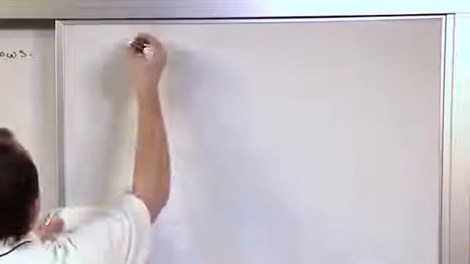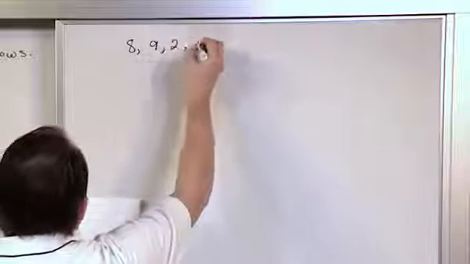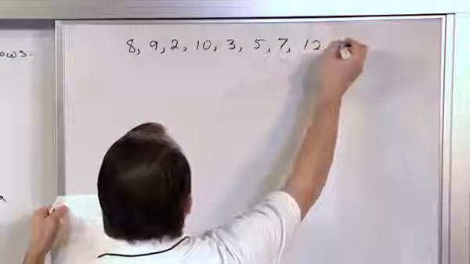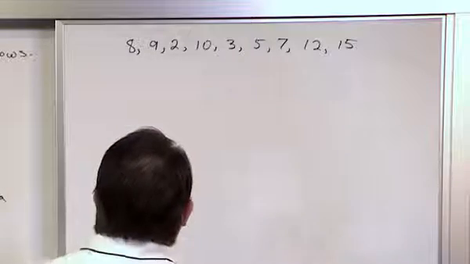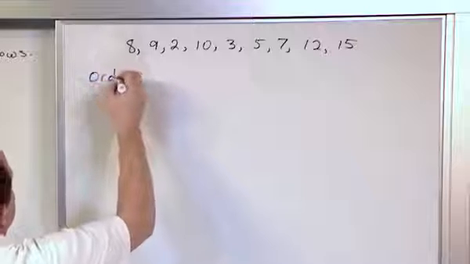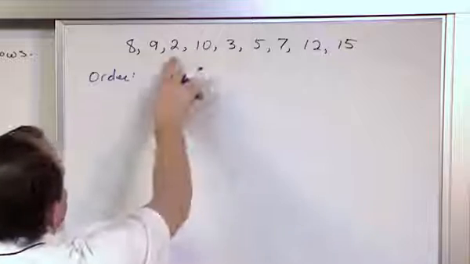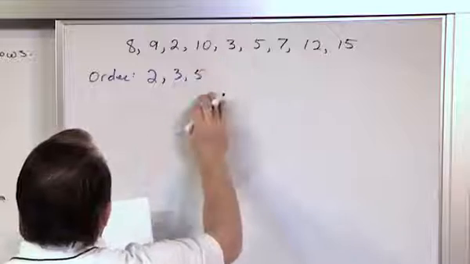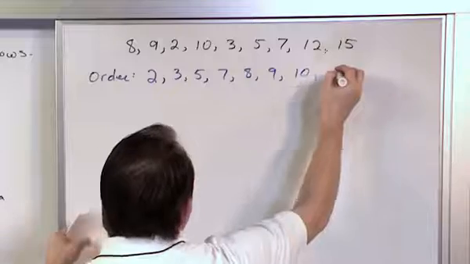So let's find the quartiles for the following data: 8, 9, 2, 10, 3, 5, 7, 12, and 15. So these are our data points. Remember, in order to find quartiles, which is basically finding medians, we want to order the data. That's what we always do with these. So the lowest thing we have is 2, and we go from there: 2, 3, 5, 7, 8, 9, 10, 12, and 15.